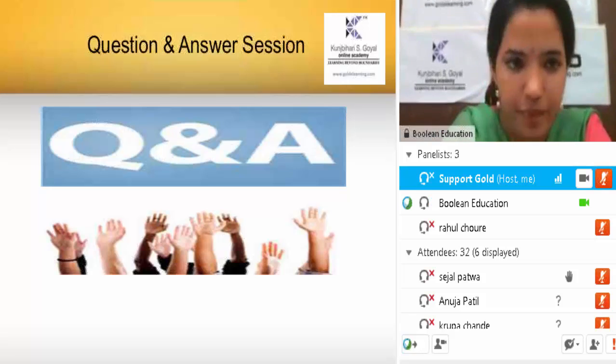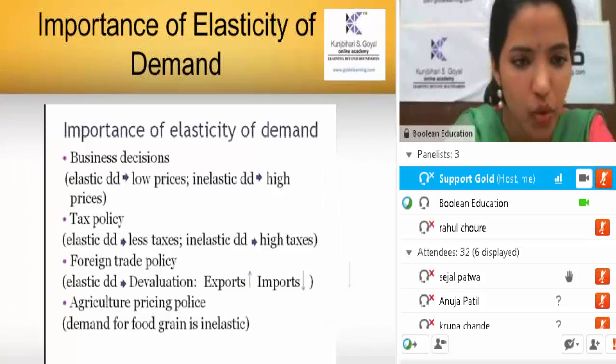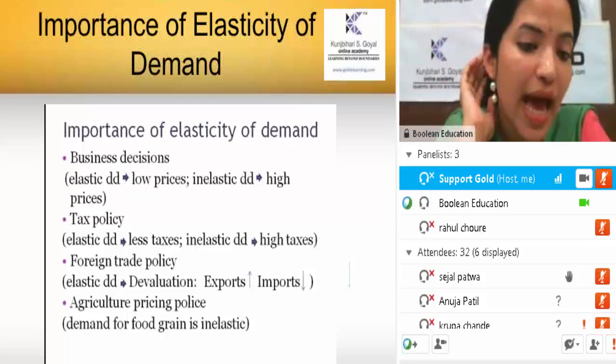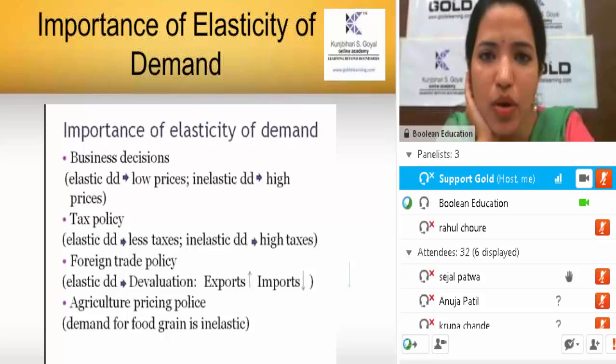One more point was there. Let's just go quickly behind. Okay, one more point was there. The importance of elasticity of demand में. Last point देखिए, agriculture pricing policy. In agriculture pricing policy, what will happen?